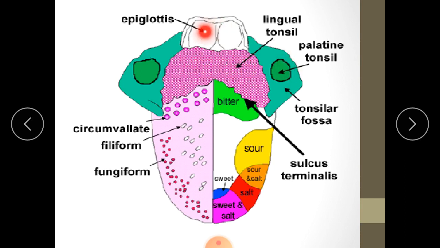This is the epiglottis. You know what the epiglottis is? The epiglottis is a lid-like structure present over the opening of the trachea and larynx, called the glottis. The glottis is closed by the epiglottis. Lingual tonsils.